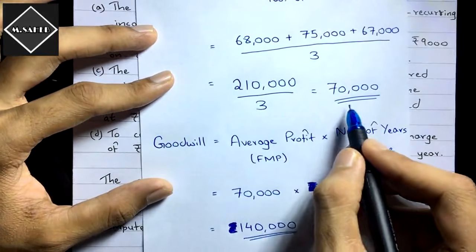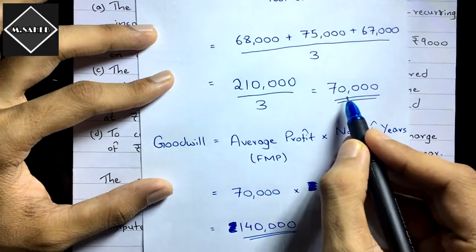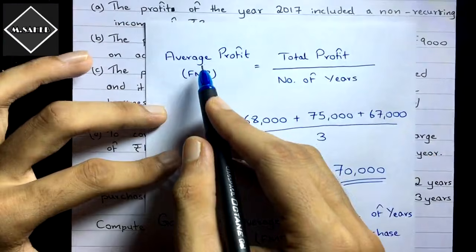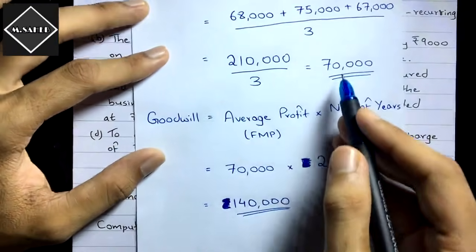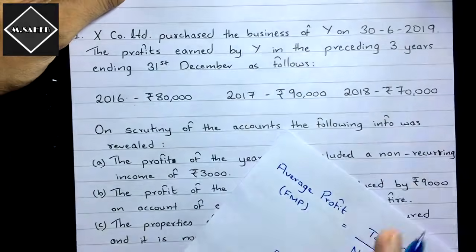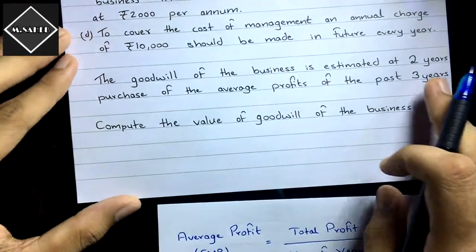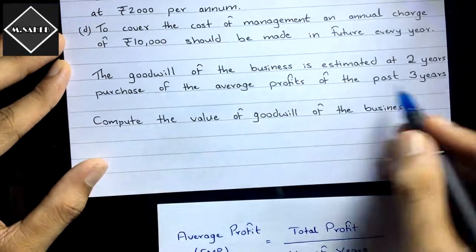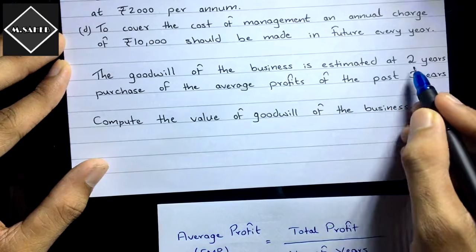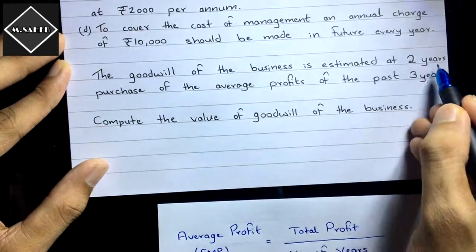2,10,000 divided by 3 is equal to 70,000. Yes, 3 sevens are 21, right? So 70,000 would be the average profit. Okay, it will be the average profit. Now you have to see for how many years this business will be able to earn the same profit, and they have said that the years of purchase will be directly given to you in the question. Okay, you don't have to worry. 2 years purchase, not these past 3 years. Okay, don't get confused. Years and purchase will be together, so you can easily understand 2 years purchase.